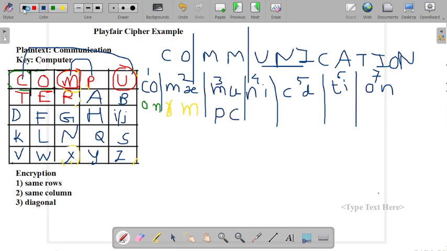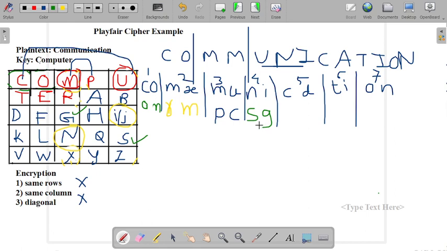Now our next alphabets are N and I. So for N and I, find where they are. This is our N and this is our I. Now these two letters are not in the same row as well as not in the same column. So how will we perform the encryption process? We have to take the diagonal characters from that same row. So for I, we can write G, and for N, we can write S. So for N, we write here S, and for I, we write G.